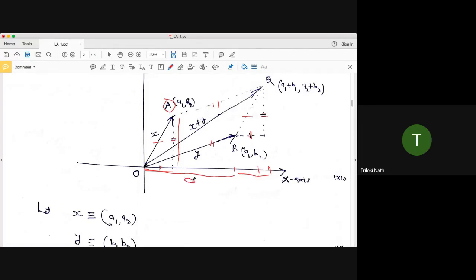So this is your a1, and this is your b1. Then the x coordinate will be a1 plus b1. Similarly, this height is b2 and this whole height is a2, so this is a2 plus b2. So you see this geometric addition concept converted into the algebraic addition concept.